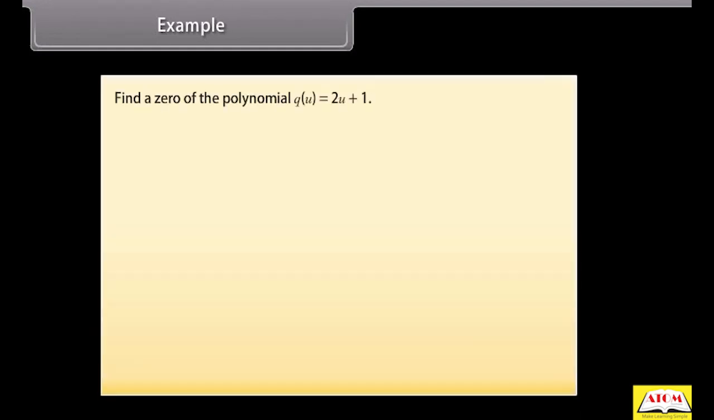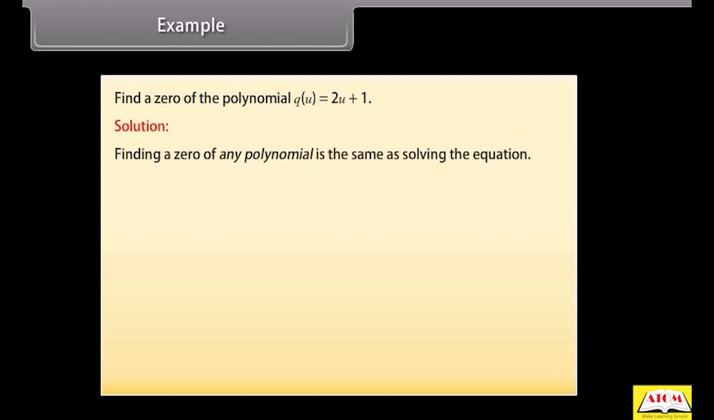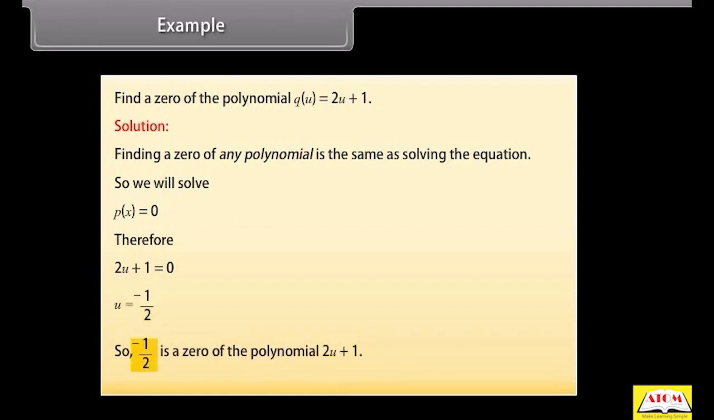Let's now find a 0 of the polynomial q(u) is equal to 2u plus 1. Solution. Finding a 0 of any polynomial is the same as solving the equation. So we will solve q(u) is equal to 0. Therefore, 2u plus 1 is equal to 0 gives us u as minus 1 upon 2. So, minus 1 upon 2 is a 0 of the polynomial 2u plus 1.